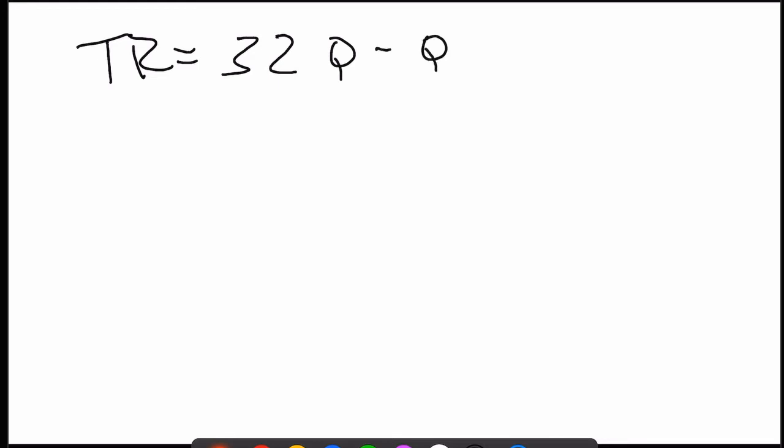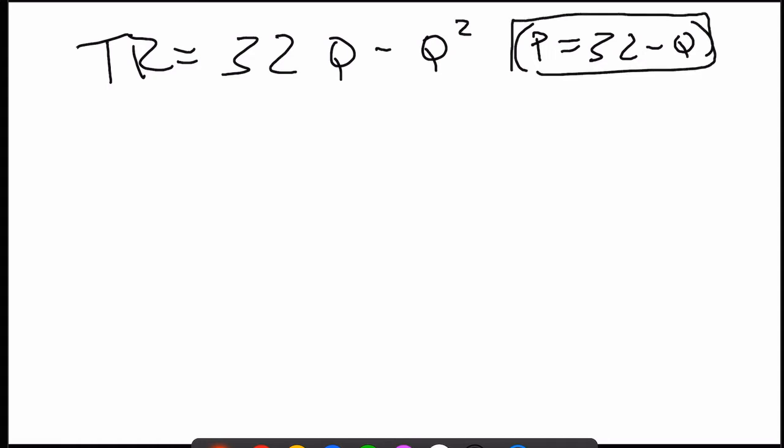Okay, fine. So let's suppose we have a business, and here's our total revenue function. That's the total revenue function. That would mean we have a demand curve, yes, where price equals 32 minus Q. That would be the demand curve. And from this demand curve, we would have that total revenue function.